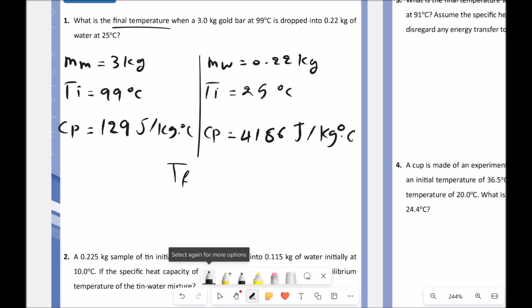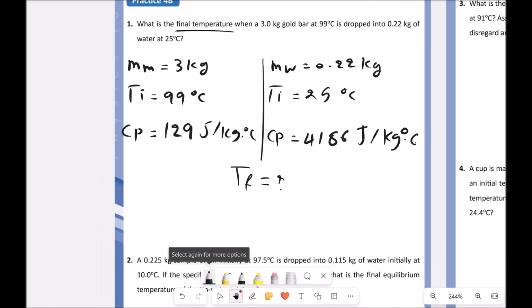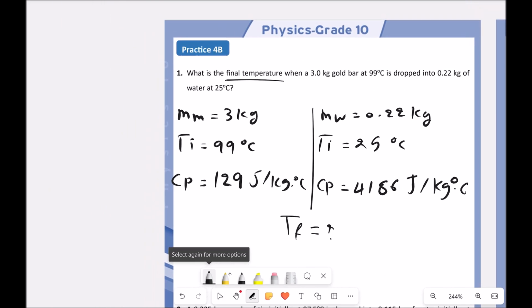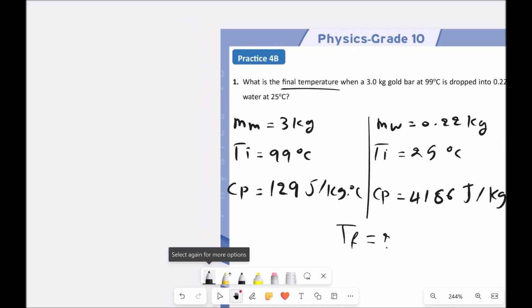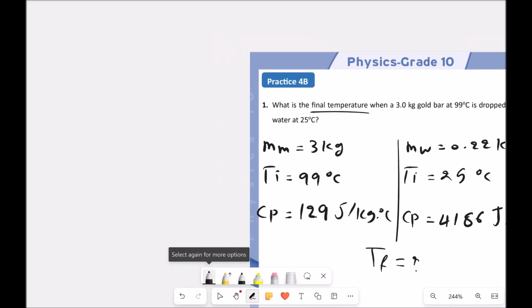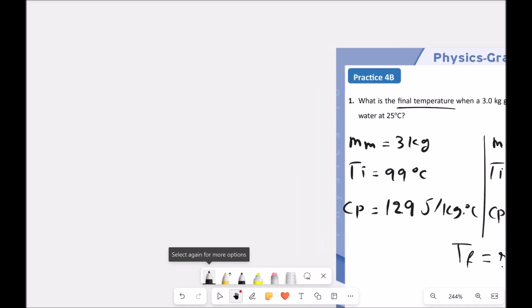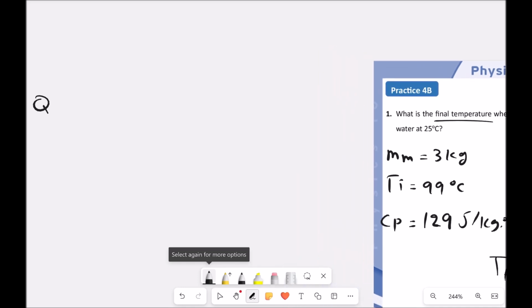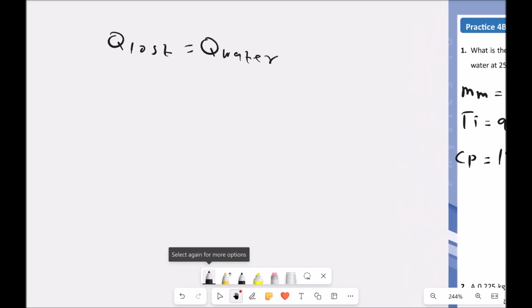So TF is equal to what? Remember in the previous video we said that whenever a substance loses heat, the delta T is going to be T initial minus T final. But if it gains or absorbs heat, it's going to be T final minus T initial. So here we're going to say Q lost by the gold, heat lost by the gold, is equal to Q for the water, or heat absorbed by the water.